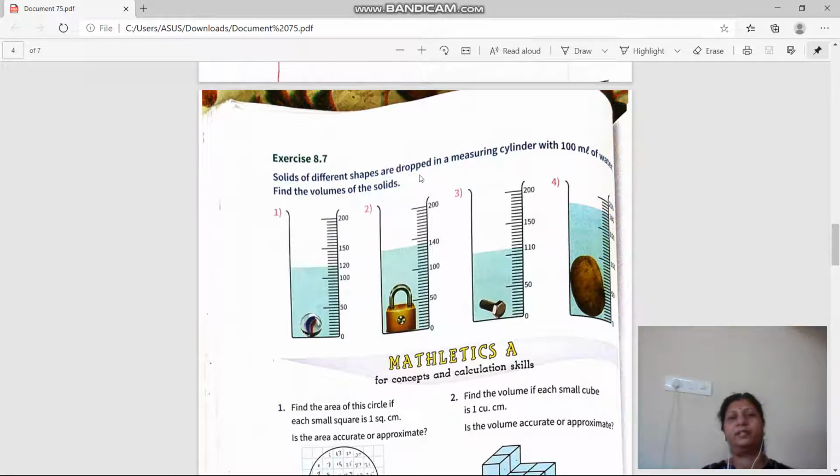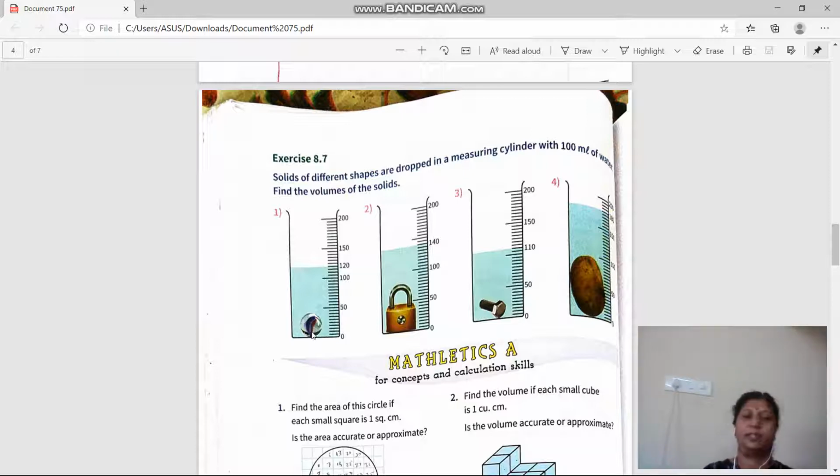Solids of different shapes are dropped in a measuring cylinder with 100 ml of water. Find the volume of the solids. There are different types of solids here. This is a marble, this is a lock, this is a bolt and this is a potato. Okay, everyone has a different shape, right?